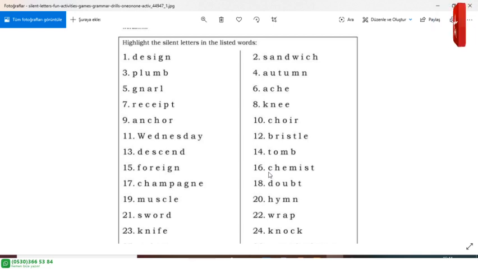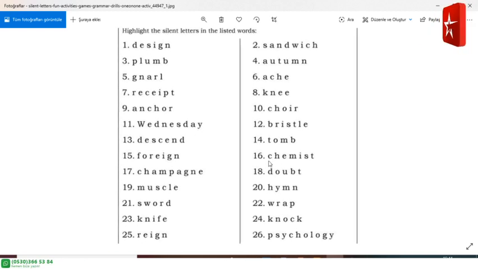Chemistry, we say. Chemist. Which one isn't pronounced like chemist? Chemist. Age. Yes, age is correct for 16. Number 17, champagne.